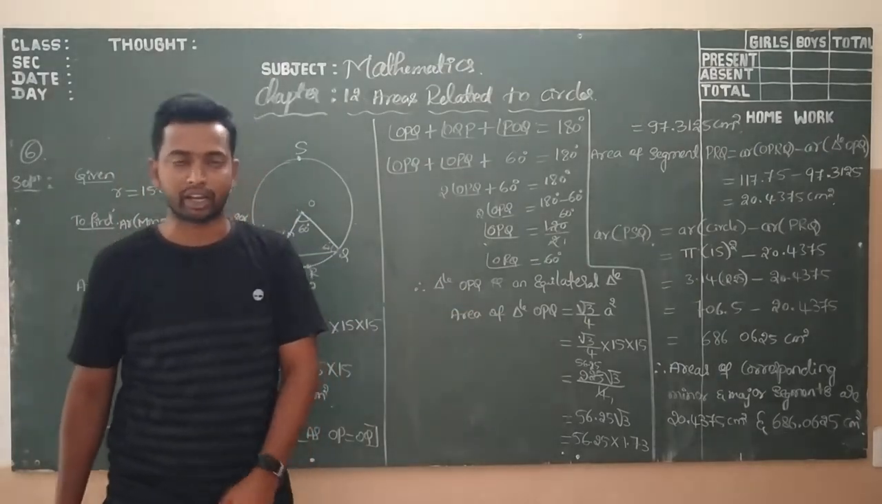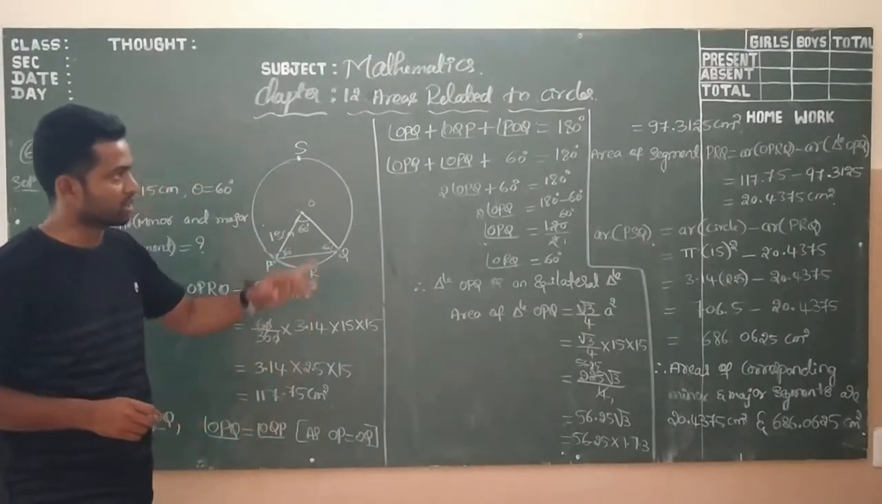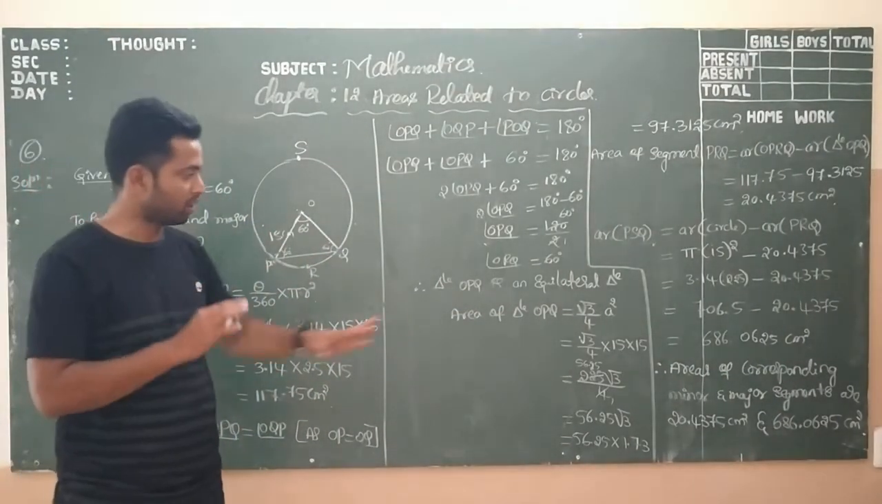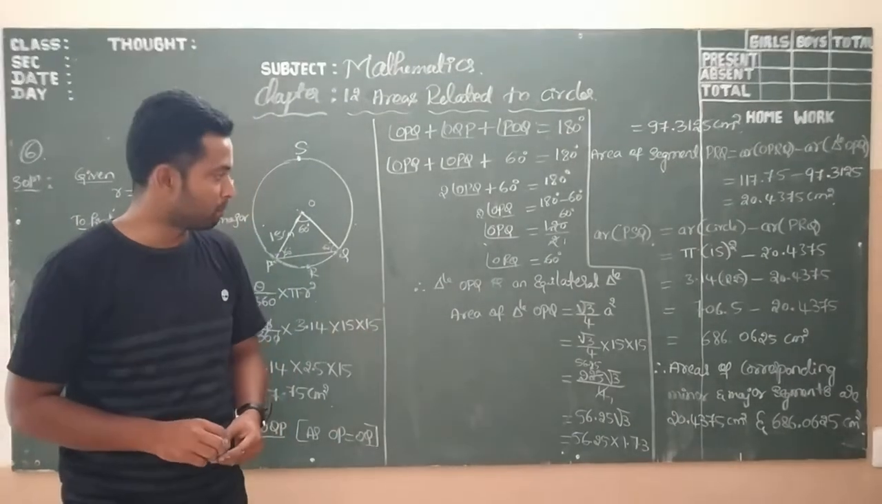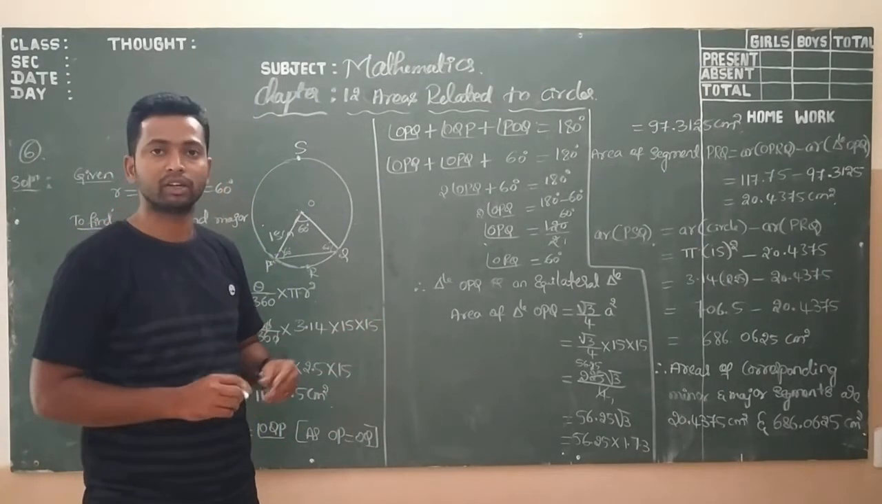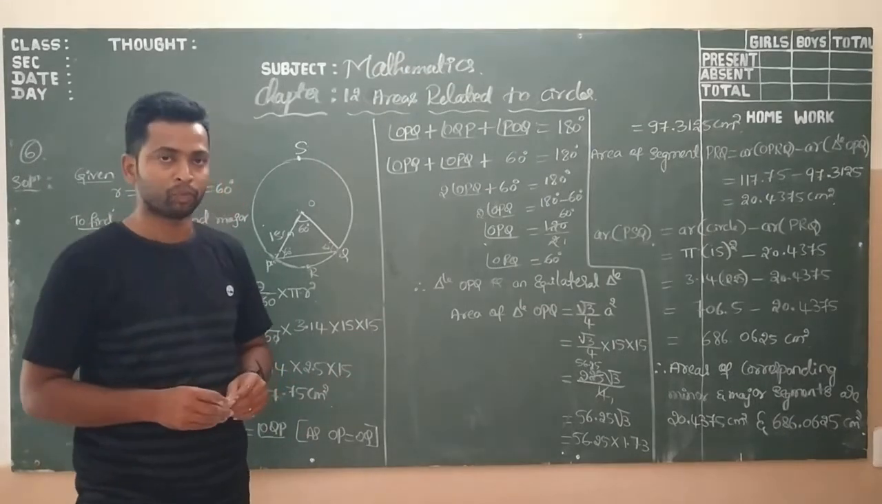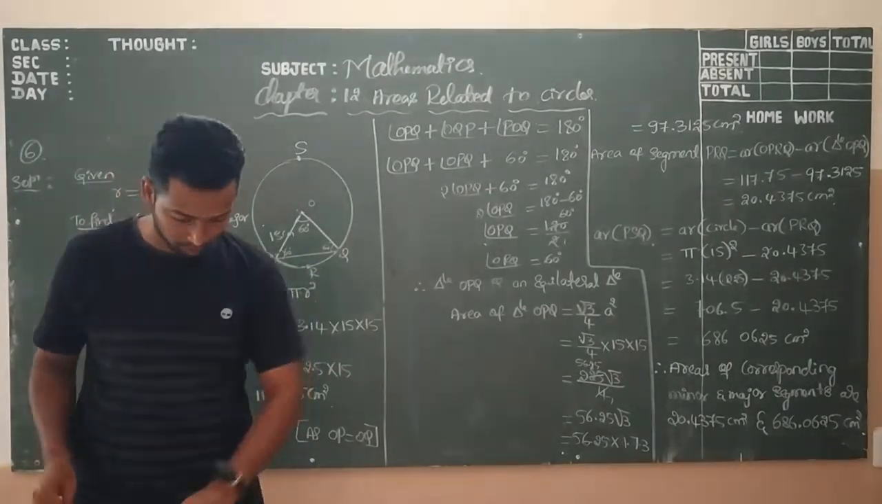Okay, so the area of the corresponding minor segment is 20.4375 centimeter square, and similarly the major segment is 686 point something centimeter square. Okay, so this is the sixth problem.